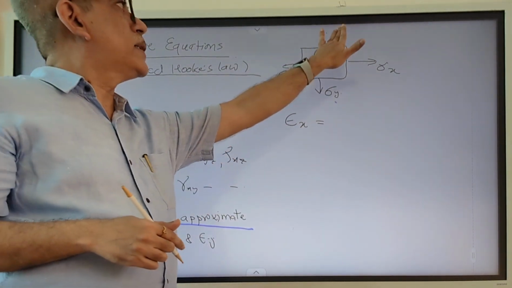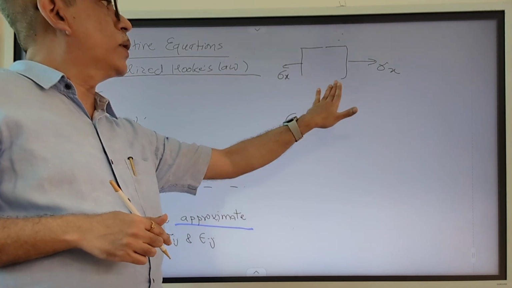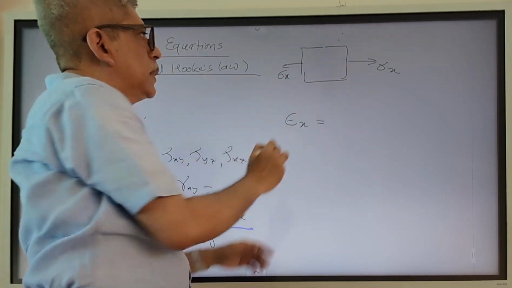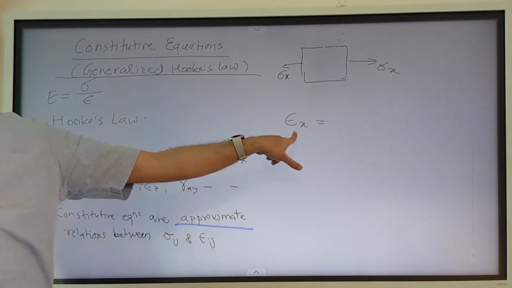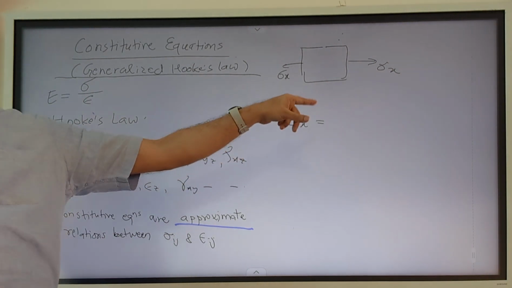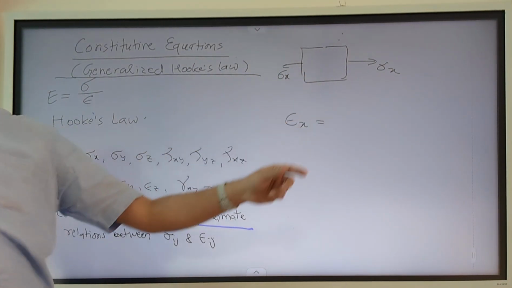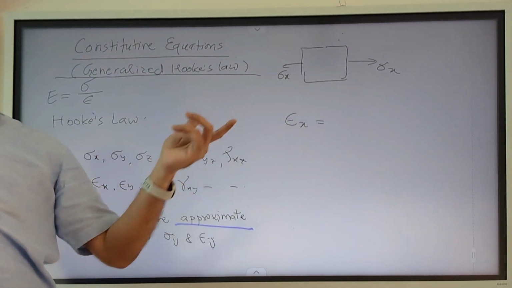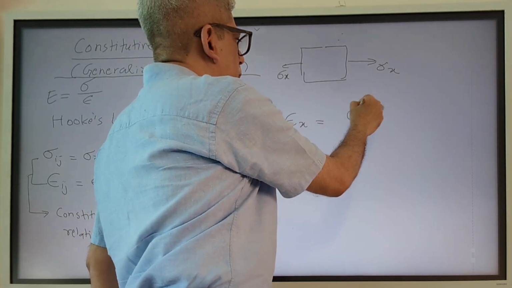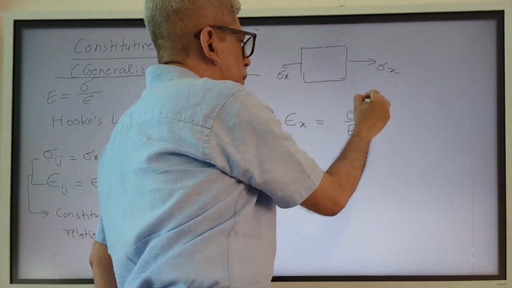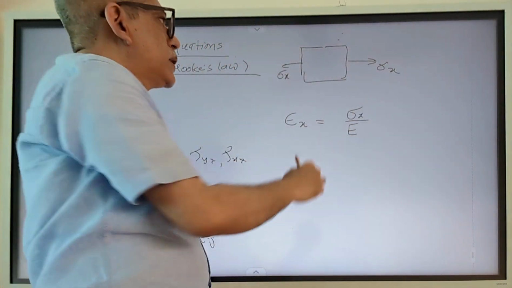Okay, first imagine that sigma y is not there. What would be the equation here? If only sigma x is there, what would be epsilon x in terms of sigma x? So it is sigma x divided by E. Okay, so that is the equation we have.